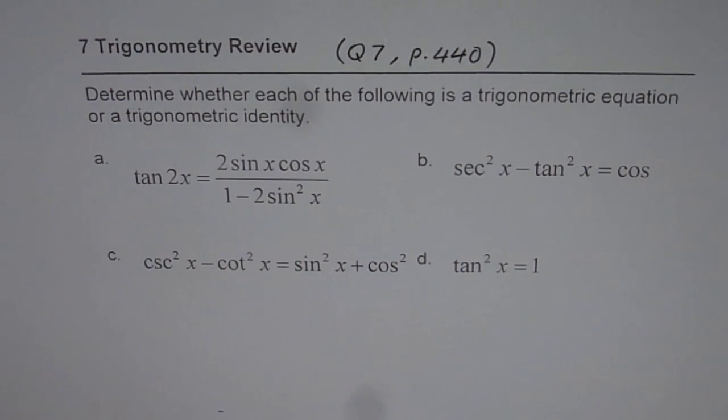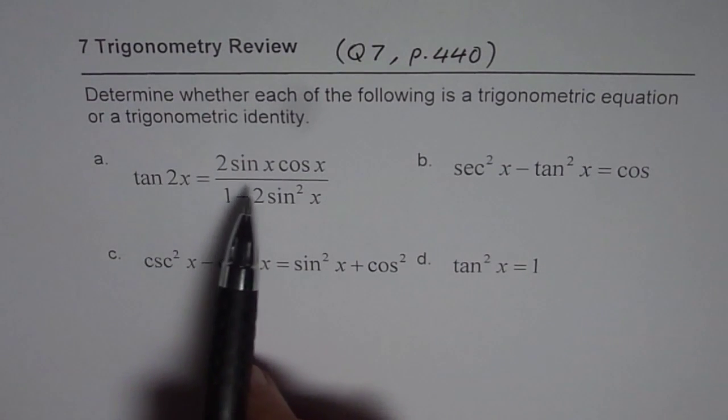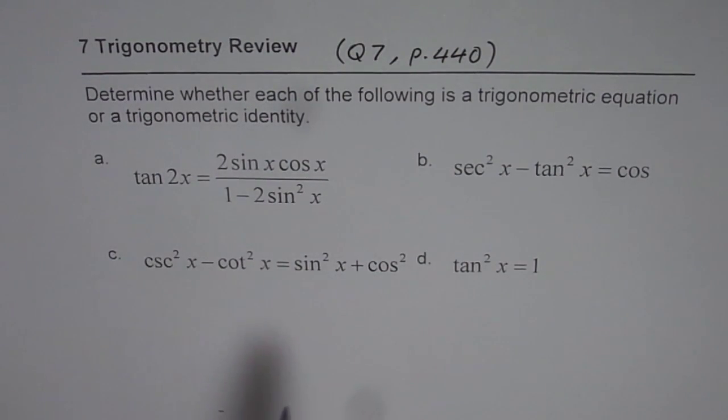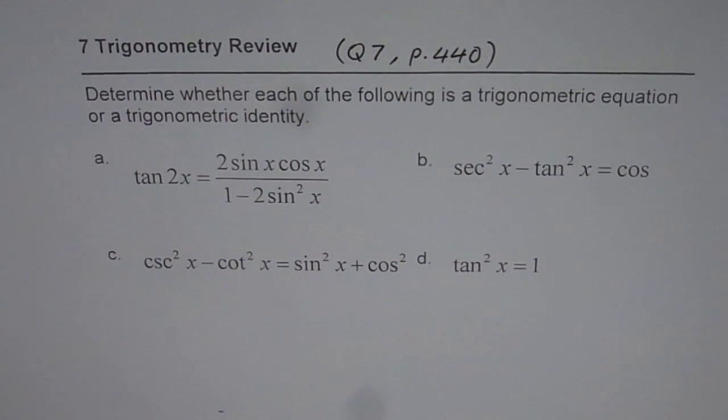First, all of them are trigonometric equations, right? You should understand the difference between the two. Whenever we write an equal to sign and we have trigonometric expressions on both sides, it automatically becomes a trigonometric equation. So all of them are trigonometric equations. That is the first answer. Now the second part is, which ones of these are trigonometric identities? For them to be trigonometric identities, they should be true for all values in the domain of the function.